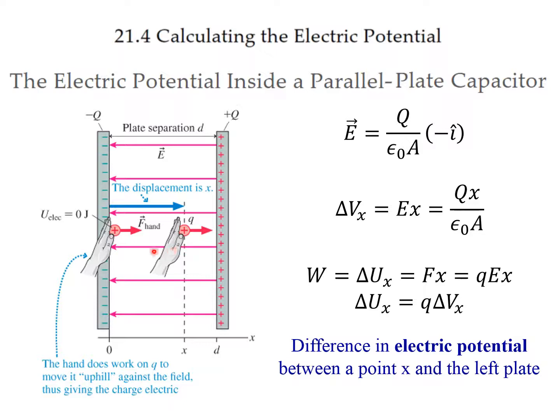On the other hand, the work done in pushing the charge from x equals 0 to x equals x is going to be given by the work equals the difference in electric potential energy, which is force times distance. We go on, and we get to the same that we knew before, that it is going to be the charge times the difference in electric potential.